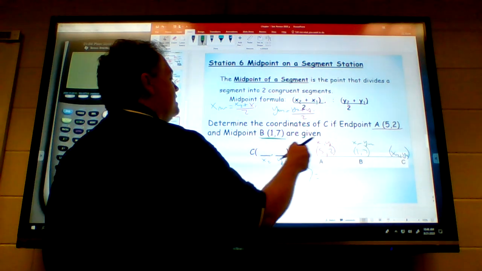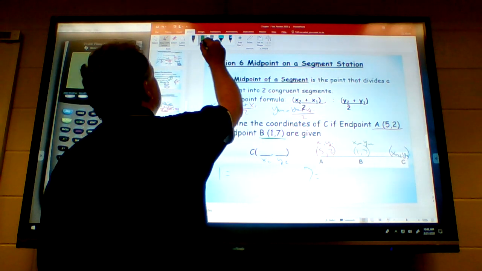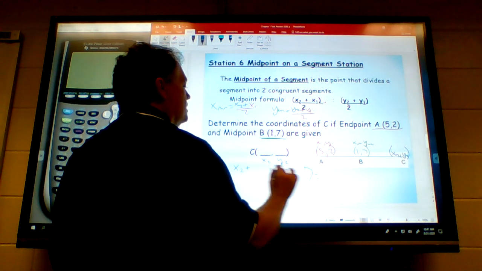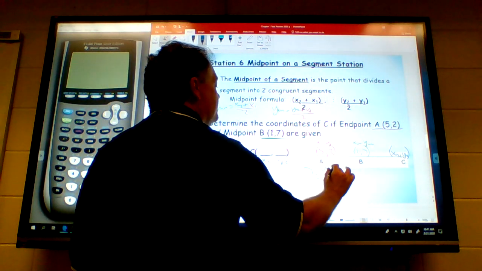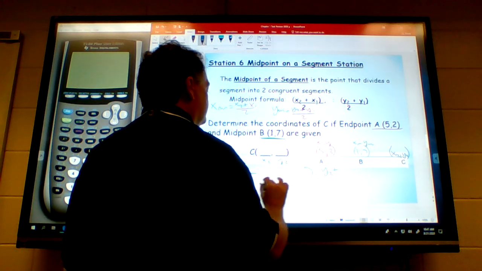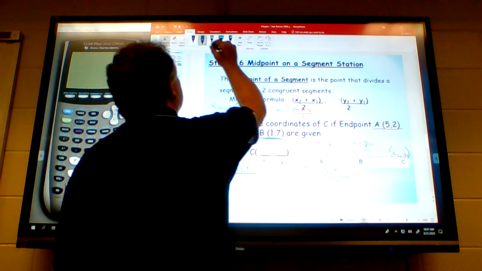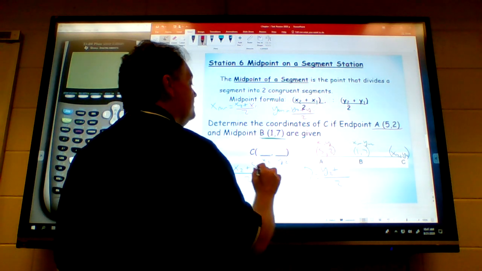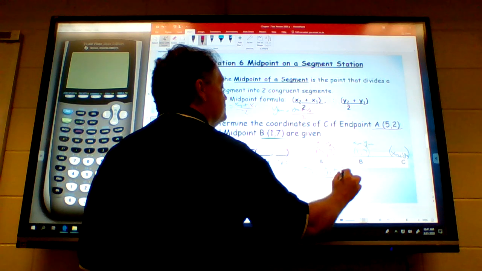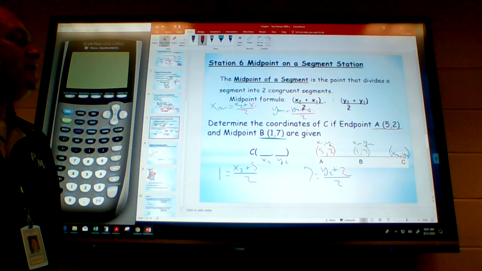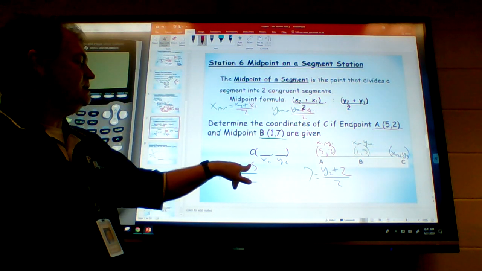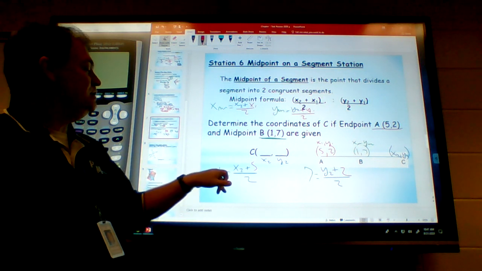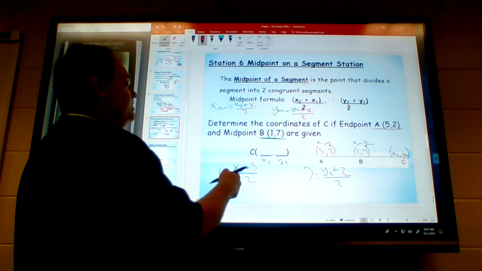So 1 equals, in this case, x sub 2, which we don't know, and y sub 2, which we don't know either. And then x sub 1 is 5, and then y sub 1 is 2. So basically, I'm taking the two endpoints right here, adding them together, divide by 2 to get the midpoint. Well, I don't know the endpoint, but I do know the midpoint. And then from here, it's just algebra.